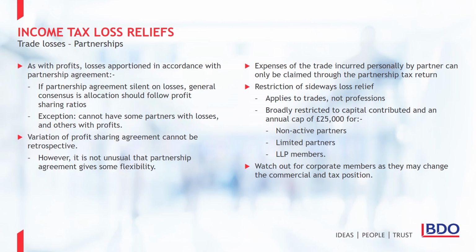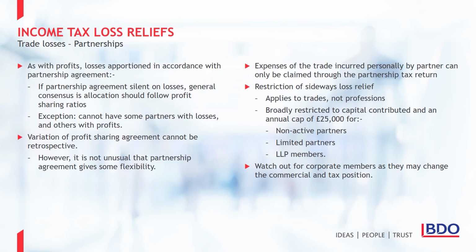Each individual partner will then make their own claims for loss relief on their personal tax return. The loss relief discussed previously would be available for each individual partner to claim as appropriate. It is possible that under the terms of the partnership agreement, one partner may make a profit and another partner a loss for the same tax year, for example, where it is agreed that a partner will receive a fixed sum as part of their profit share.